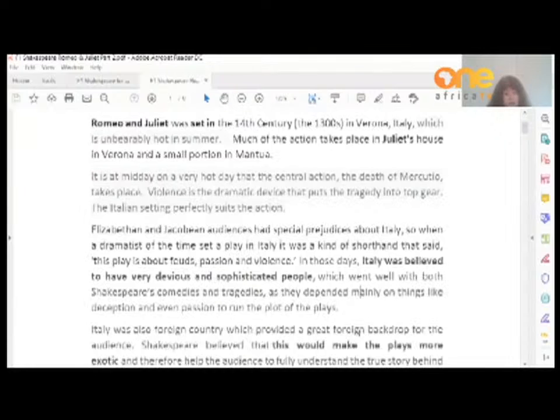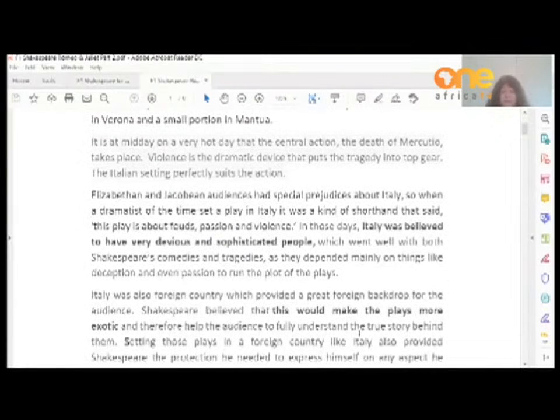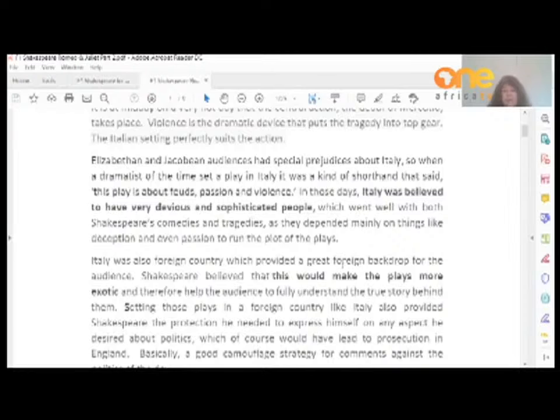Okay, so Shakespeare set it in the foreign country of Italy, because Shakespeare believed this would make the plays more exotic and maybe help the audience fully understand the true story behind them.